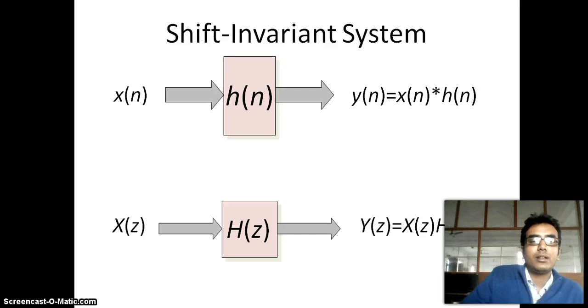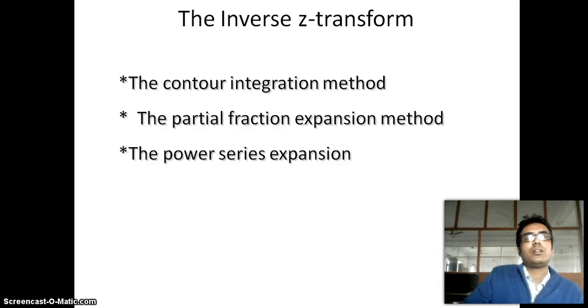So here suppose x[n] is the input, h[n] is the impulse response of a system, then y[n] is the convolution of x[n] and h[n], but in the case of the z transform, Y(z) is just the multiplication of X(z) and H(z). And there are some methods of inverse z transform, that is the residue method, or the contour integration method, and another one is the partial fraction method, and the power series expansion method.